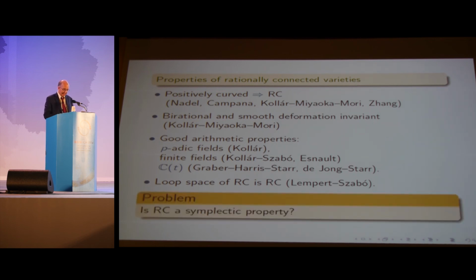And so now, one of my favorite problems here is to ask whether being rationally connected is a symplectic property or not. I don't want to define it exactly, but if you look at an algebraic variety that is smooth, then of course it has an underlying topological manifold structure, but it turns out there is also a natural symplectic structure on it. And so the question is, can you decide just by looking at the symplectic structure whether the algebraic variety that you see is rationally connected or not?